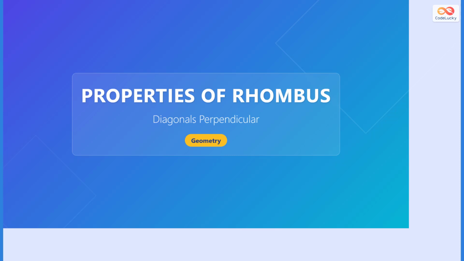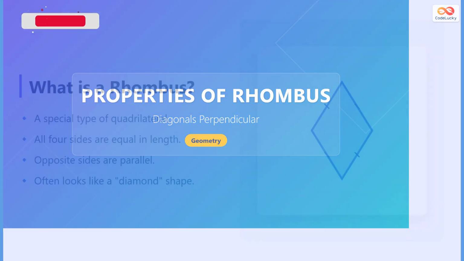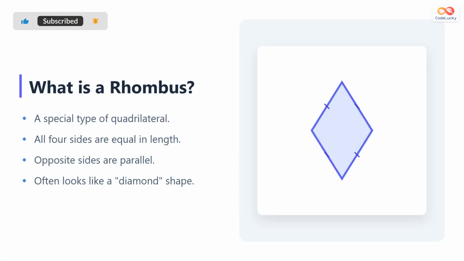Today, we are going to explore the properties of a rhombus, specifically focusing on its diagonals and how they intersect. First, let's quickly recall what a rhombus is. A rhombus is a quadrilateral where all four sides are equal in length. It looks like a slanted square or a diamond.